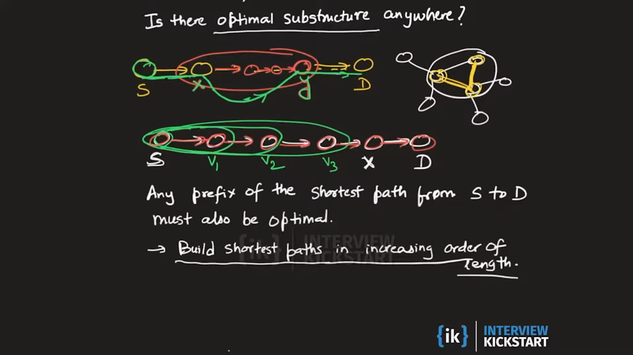Now we really don't know what the intermediate nodes between S and D are because we don't know where D lies. So by default we will try to build shortest paths from S to every vertex in the graph in increasing order of length, and hopefully there will come a time when we hit D, and that is the moment when we'll know that we now have the shortest path from S to D built.